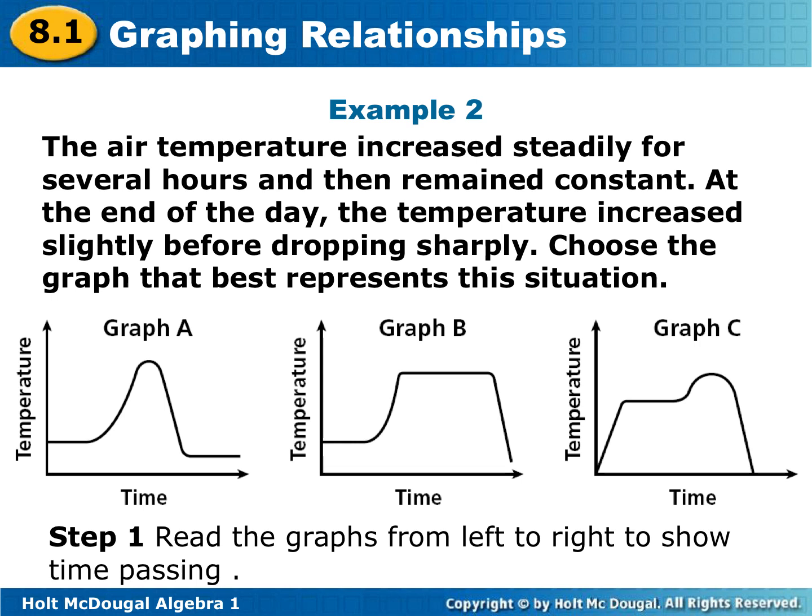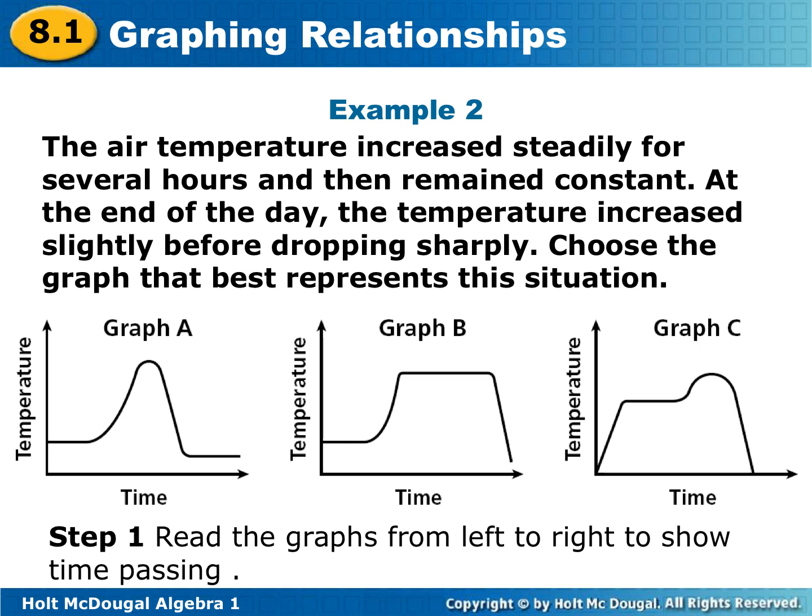What it says here is that the air temperature increased steadily for several hours, then remained constant. At the end of the day, the temperature increased slightly before dropping sharply. Choose the graph that represents this situation. Okay? So step 1, again, time is on the bottom. So as we read this, we go from left to right.